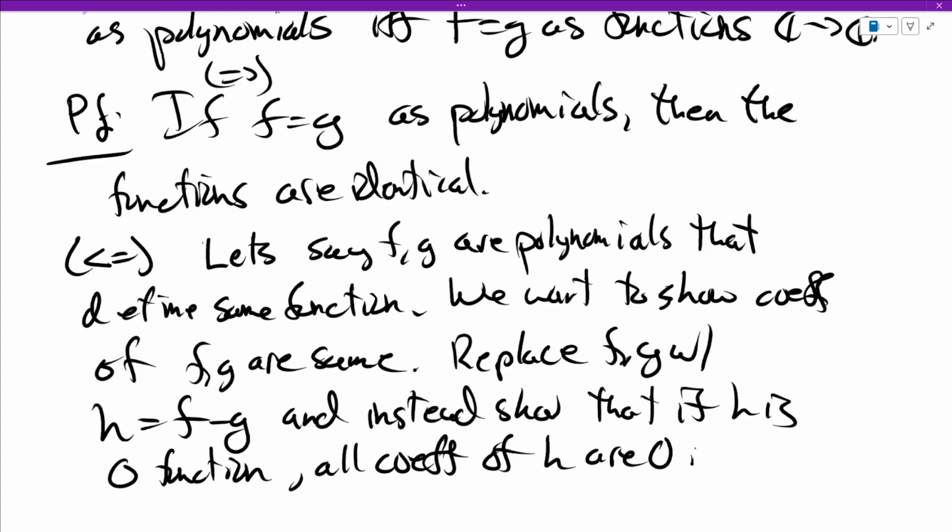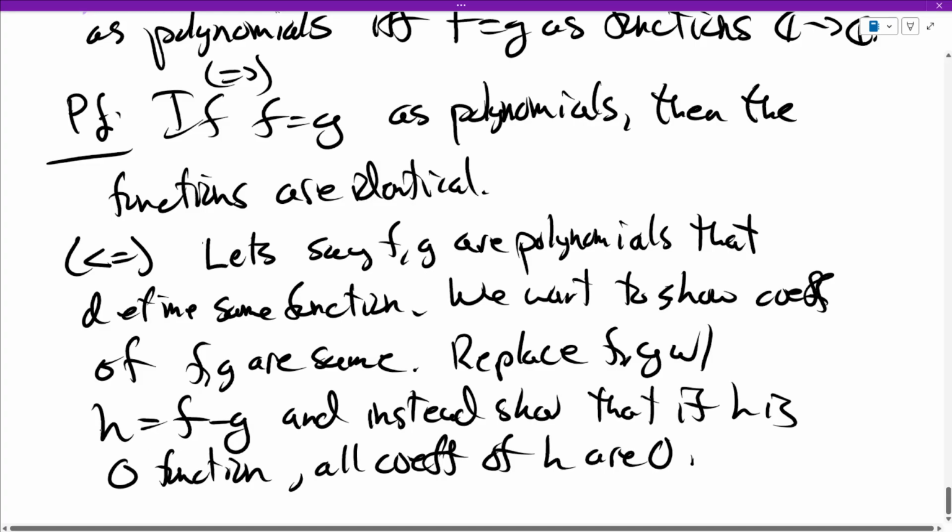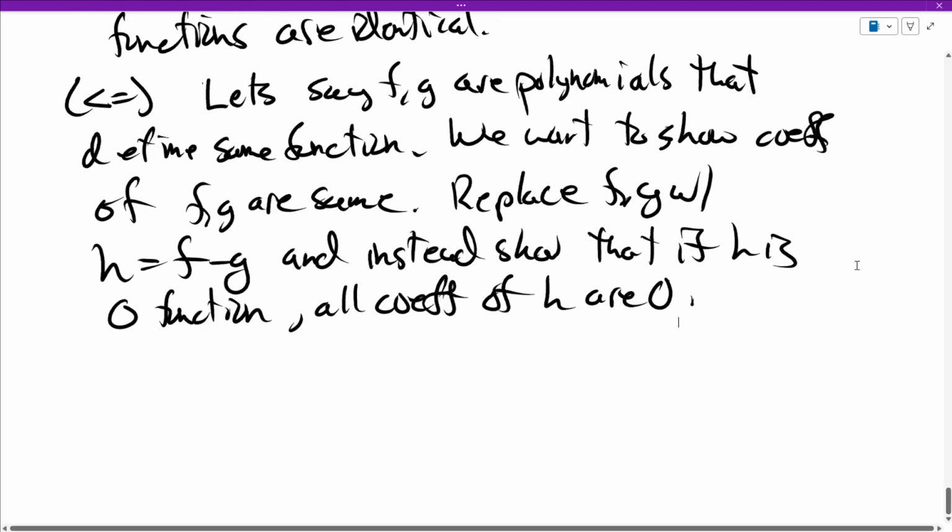And what do we want to show? We want to show all the coefficients of f and g are the same. Well, if we want to show they're all the same, then if we look at their difference, the difference should be 0. And that's an if and only if. So that's equivalent to showing that all the coefficients of h are 0. So that's what we're going to prove instead. So we're going to proceed by induction.